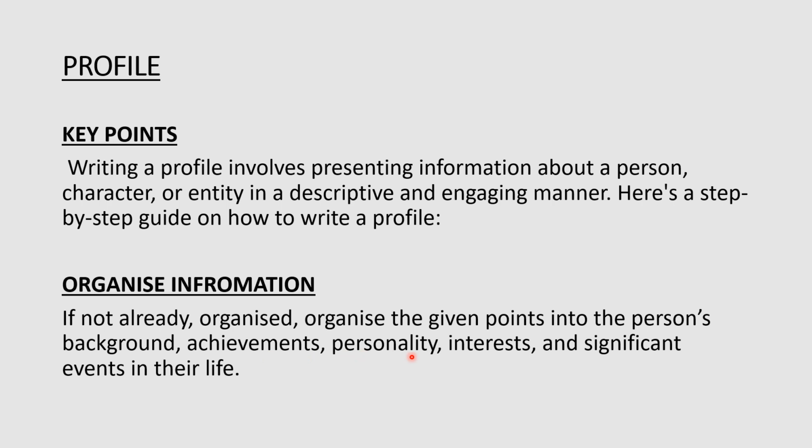Personality, what kind of person were they? Interest, what is it that they liked? And significant events in their life. So what things happened that shaped their lives, or that has made us start writing about them? So these are the main parts. All the points that you have been given, try your best to put them in these groups: background, achievement, personality, interest, significant events.